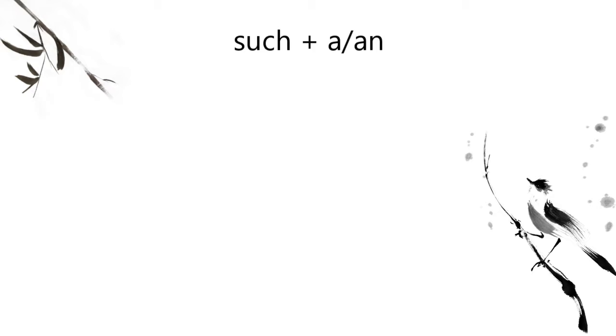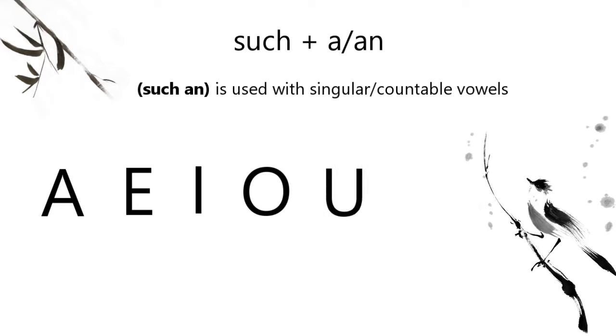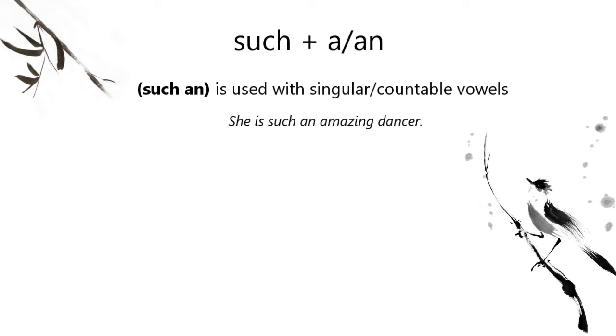Now, before we continue, let's look at how to use such with a and an. Now, such an is used with singular countable vowels. A vowel is the letters A, E, I, O, U. So in the example, she is such an amazing dancer. Amazing is a vowel sound, so we're going to be using an. She is such an amazing dancer.